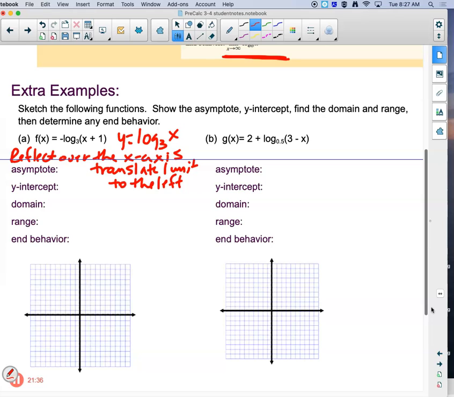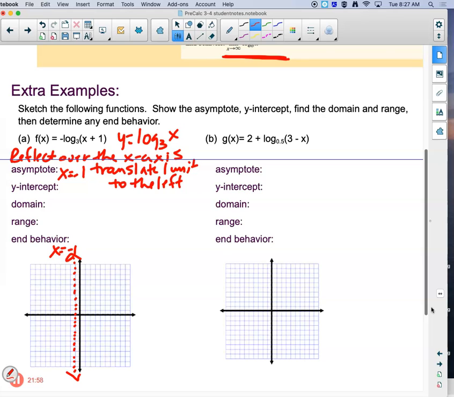And that's really important because that changes my asymptote. My asymptote is not at 0 anymore. My asymptote is now at x equals negative 1. So that's a big deal.